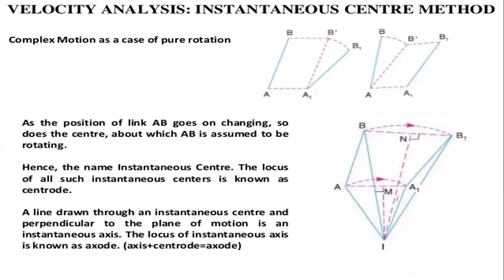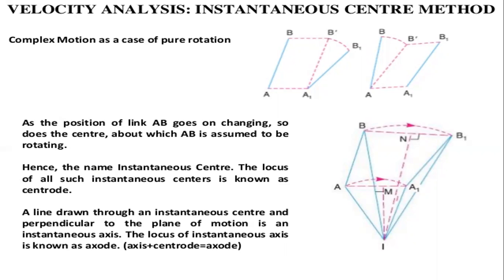In this instantaneous center method, the motion is of a complex type, in such a case of pure rotation. So when there is a pure rotation in the motion, it is a tough one. But compared to the remaining types of the instantaneous center, this is the complex one. And as the position of the link AB goes on changing, so does the center.